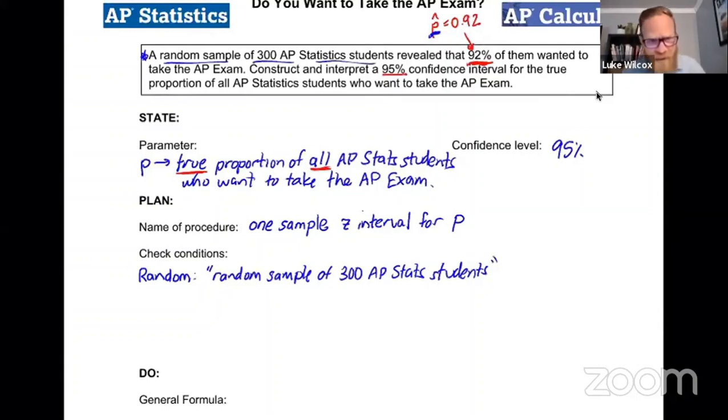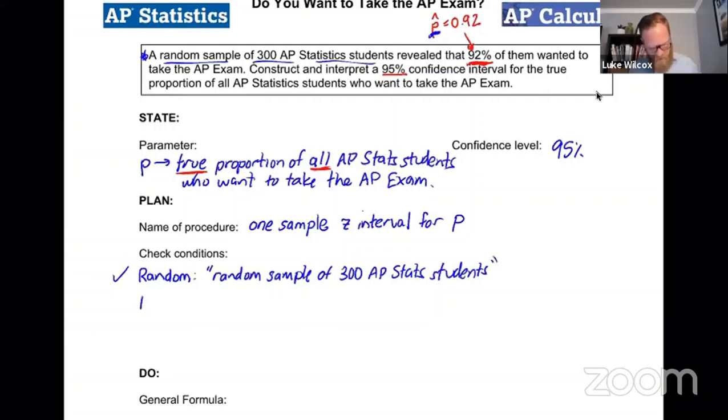Now, we should check in on why we are checking these conditions here. The random condition says that we have a random sample. And the reason why that's important is because if it is in fact a random sample, it should be representative of the population, and therefore we can generalize our results to the whole population, right? So let's say that that condition there is satisfied.